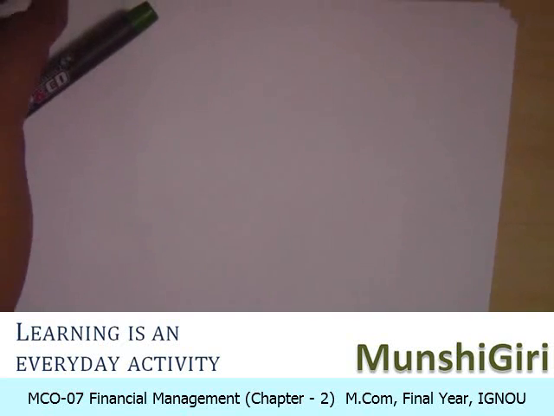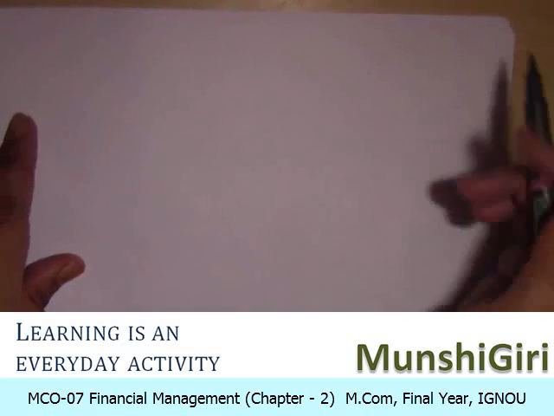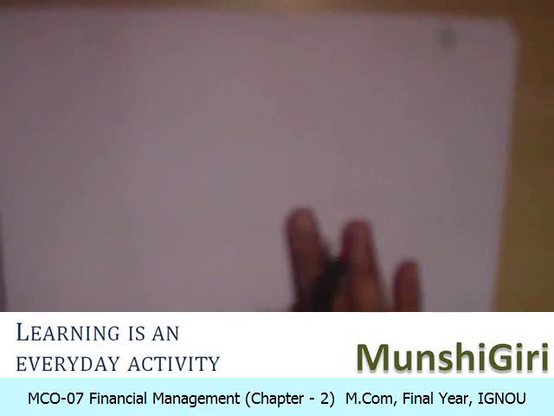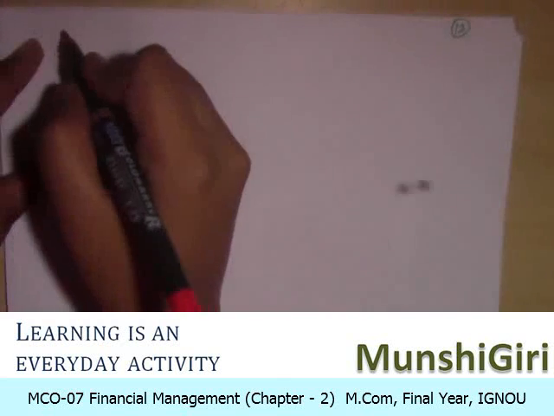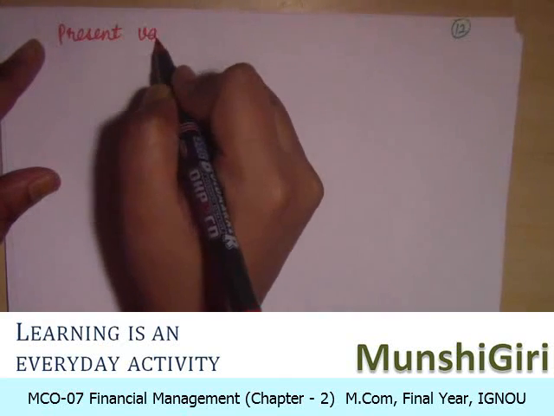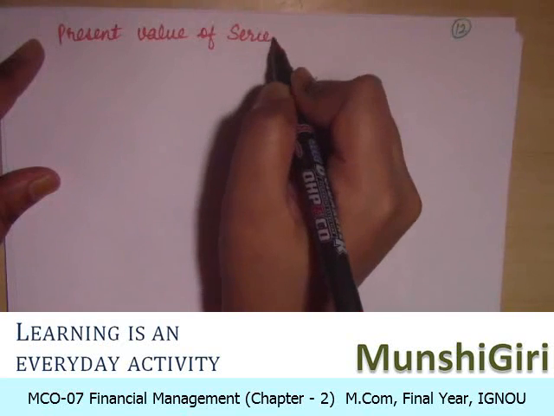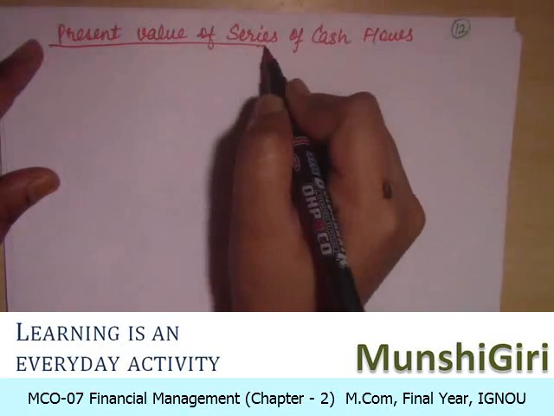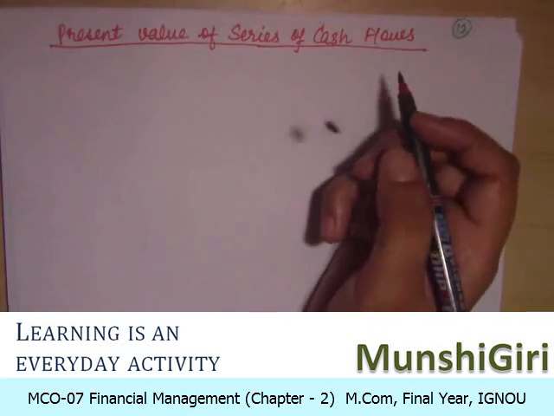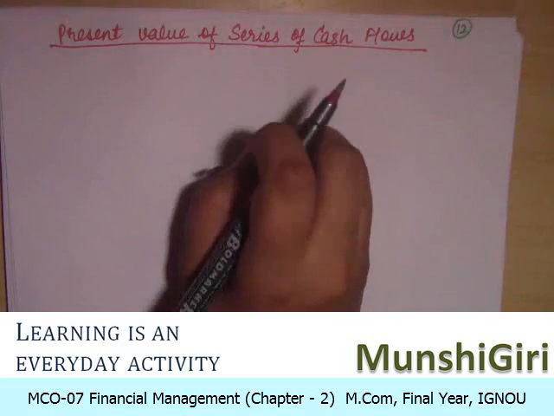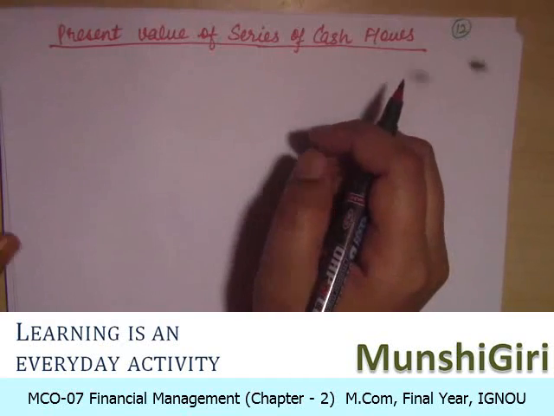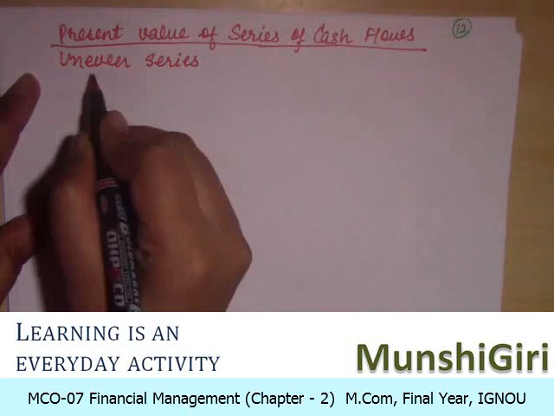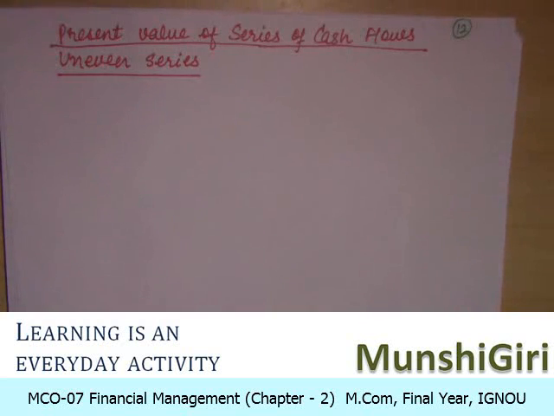Page 12. This is present value of series of cash flows. There can be two things. There can be an even series or an uneven series. First of all, let's take up an uneven series. Let's do it by an example.